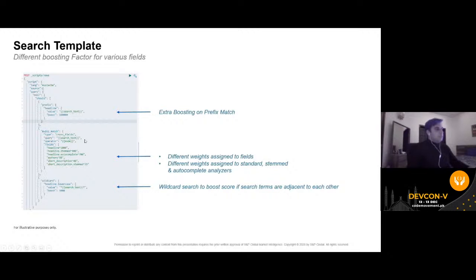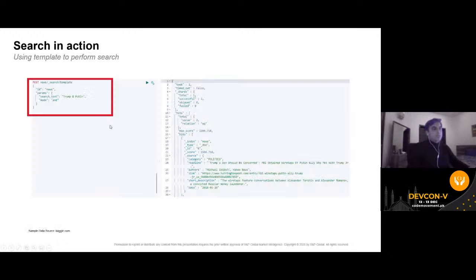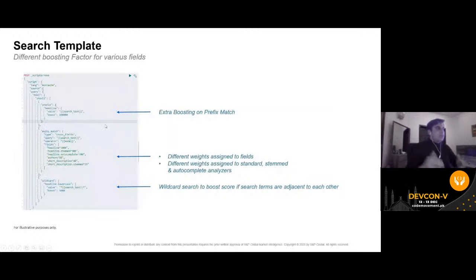In addition to this, it's okay if you're not able to grasp 100% of the thing, but you can always go back to the Elastic documentation and you'll find a lot of detail on this. But just try to get a flavor of what is possible over here. So we have defined different weights to different fields, and the order of preference is also different.